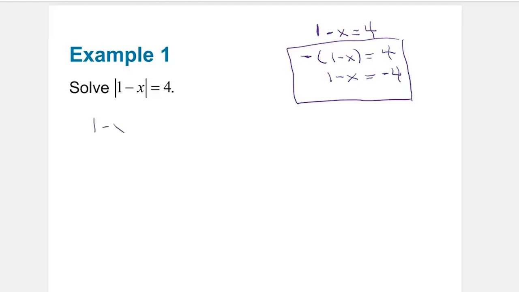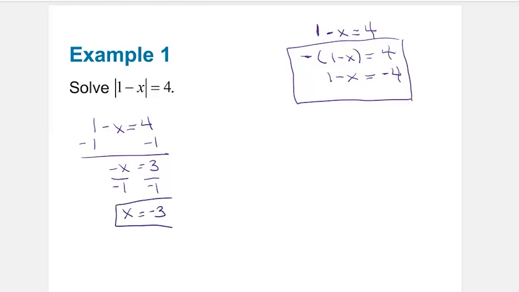So I have 1 minus x equals 4. I subtract 1 from both sides and get -x equals 3. Now I could either multiply or divide by -1. Let's just divide by -1. If it was an inequality, I would flip the sign, but since it's an equality, I don't flip anything. I just make this x equals -3. So I have one solution, x equals -3.